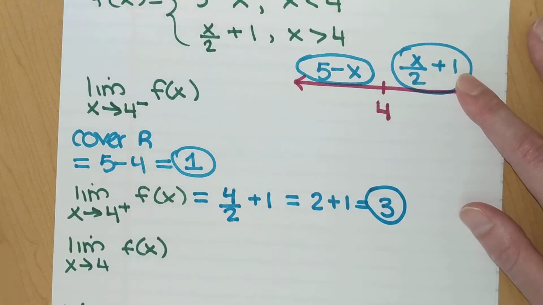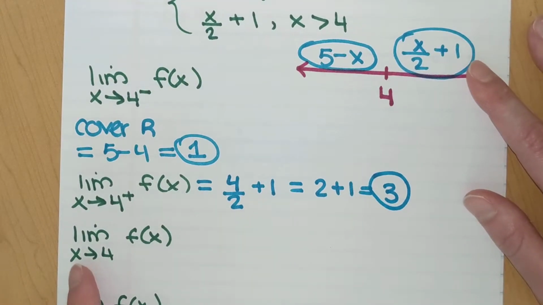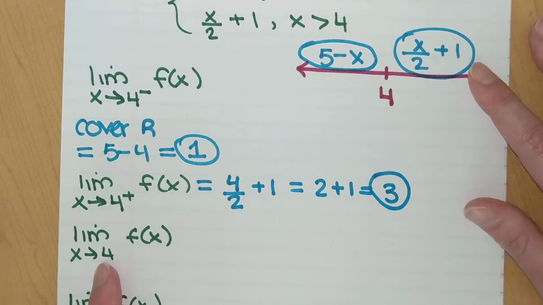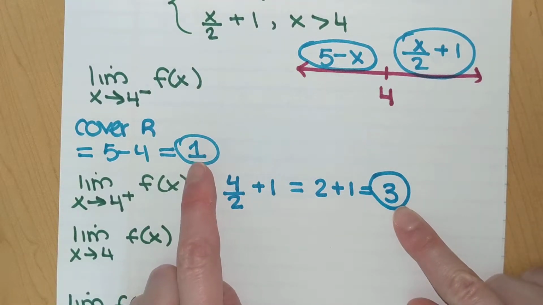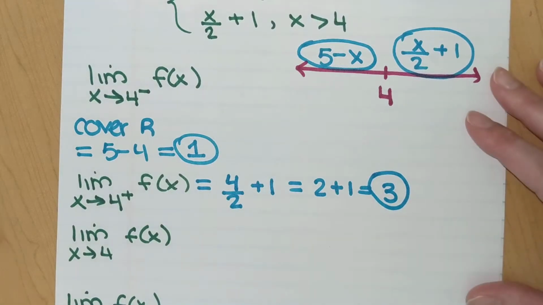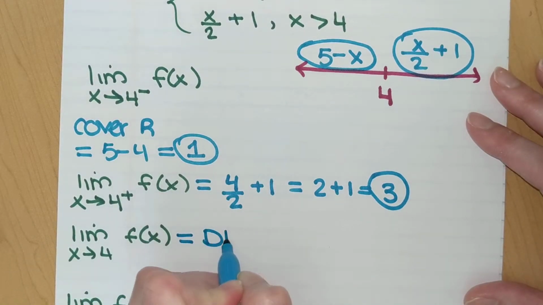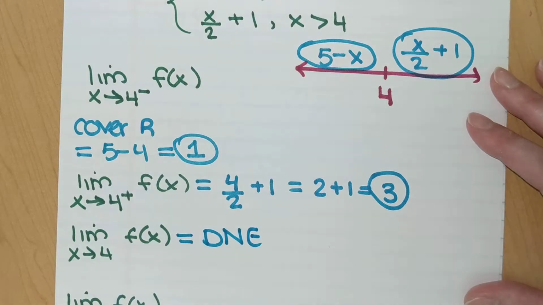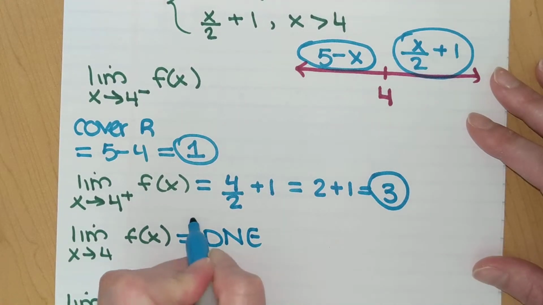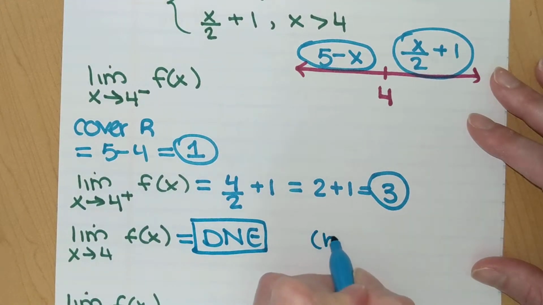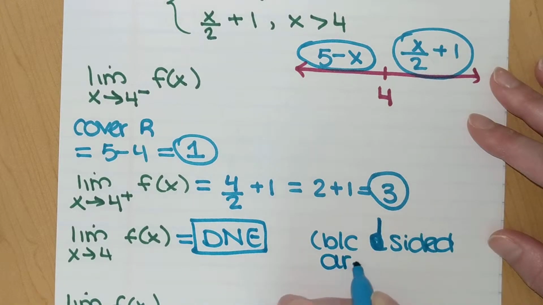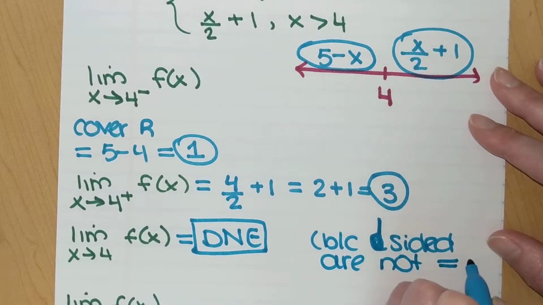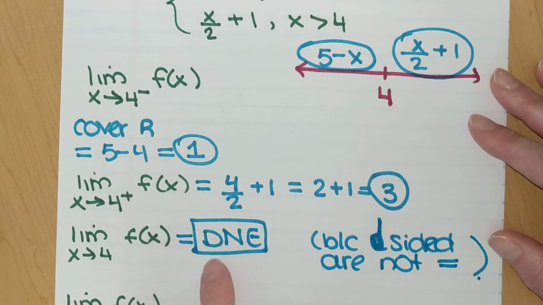Okay? Now, when you go to the next part where they ask you for the two-sided limit, remember that if these one-sided limits are not the same, which in this case we have 1 and 3, then automatically the two-sided limit will be does not exist. And again, you'll just say DNE, and that is because the one-sided limits are not the same. They are not equal, and therefore the two-sided limit will be does not exist.